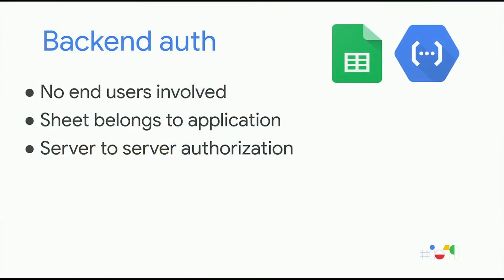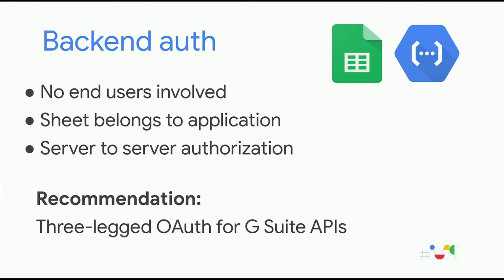All right, so in the front end, we have a login button, and then this consent screen pops up, and the end user has to click so that you can send emails on behalf of the users. How are we handling auth in our backend? We decided that our backend, so the part where the cloud function talks to the Google Sheet, will not have any end users involved. Instead, the sheet belongs to the application. So our backend is not accessing a user's sheet or my sheet. It's accessing a sheet that actually belongs to this application, and we're doing server-to-server authorization here.